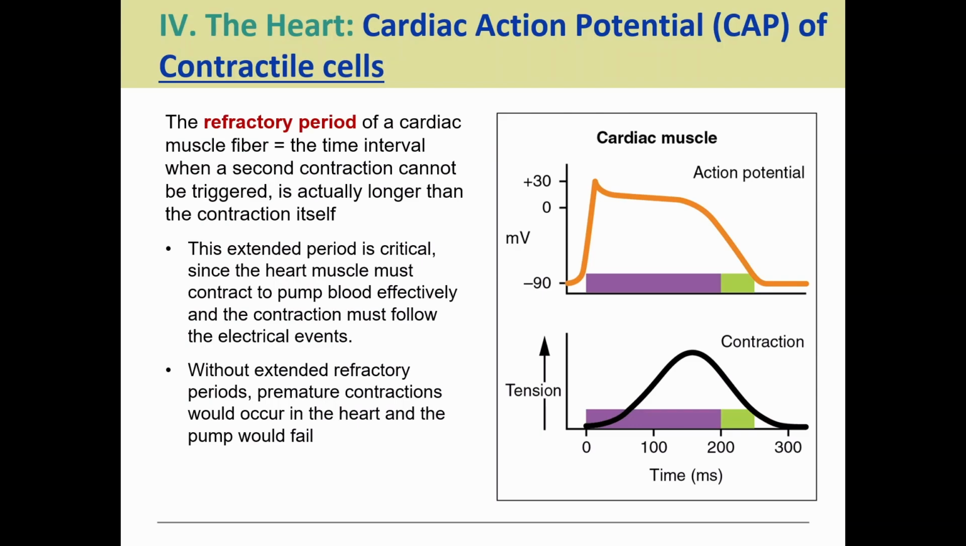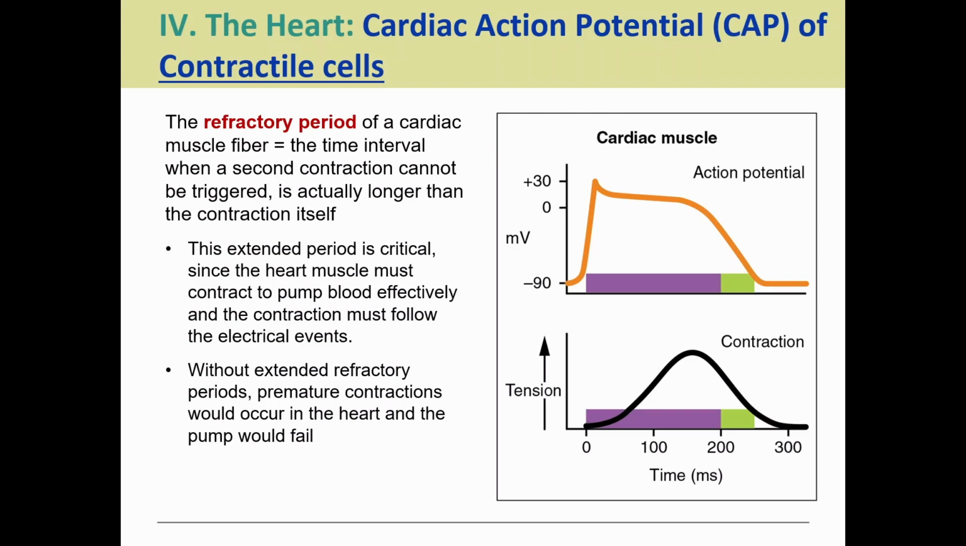Now, we do have a refractory period, like what we saw with neurons, where the muscle fiber cannot contract again. This is so we do not have summation or tetanus being achieved here, because we don't want that. We want to have second contractions coming afterwards. The refractory period is the time period between the first and second contraction, and it is longer than the contraction itself.